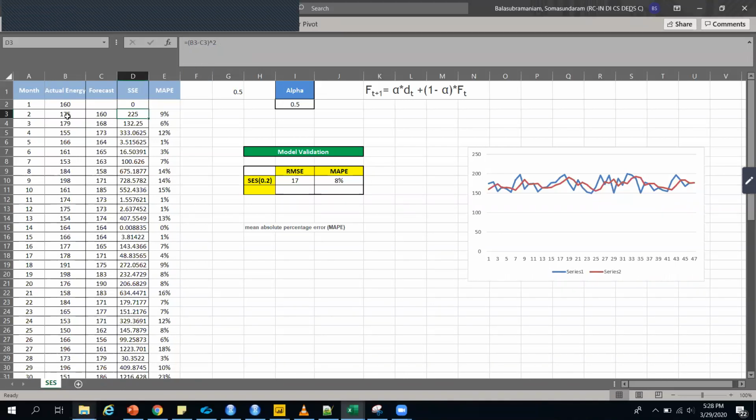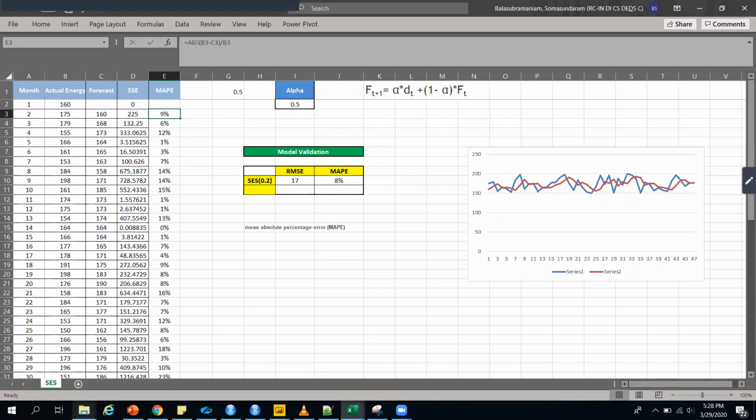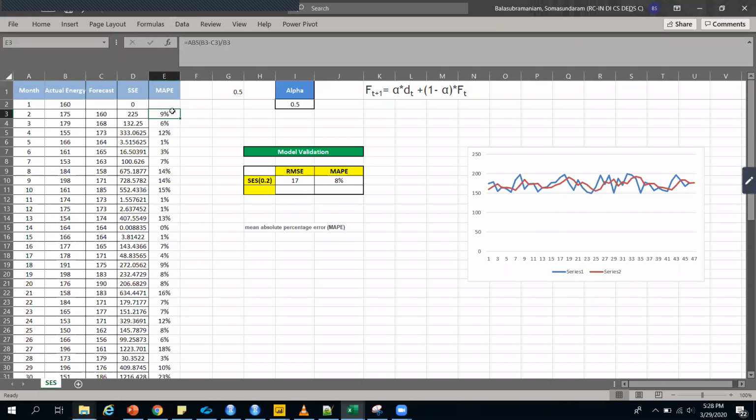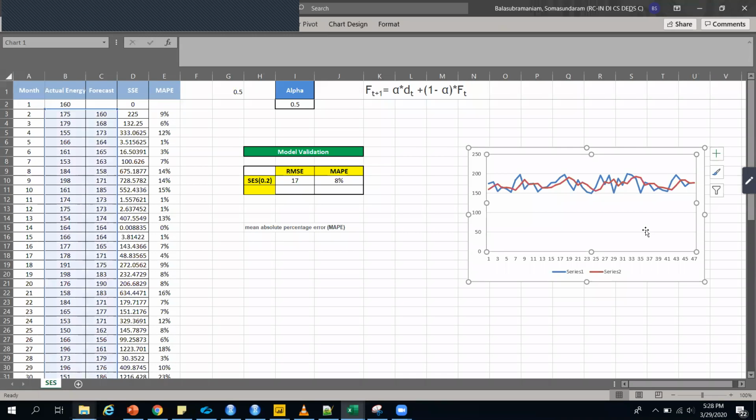Standard error is nothing but the actual value minus the forecast value, squared. And MAPE is nothing but the absolute value of B3, the actual energy, minus C3, the forecasted energy, divided by the actual energy. So how much is the error with respect to the actual value? I'm taking the absolute value so that whether the error is minus or plus, it becomes a real value for me, and I have formatted it as a percentage. Like that I have forecasted, and you can see here this is my graph.